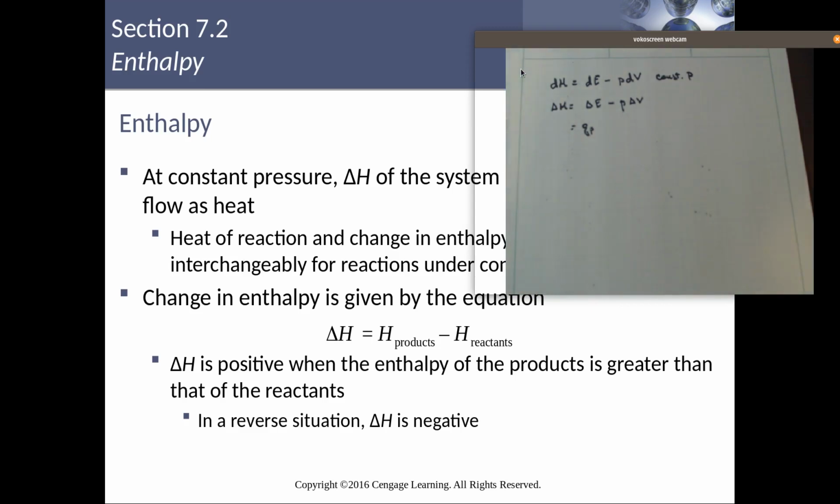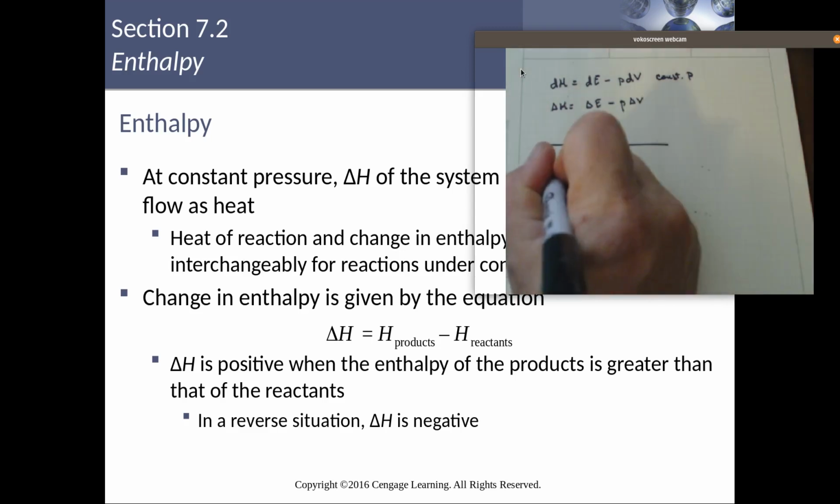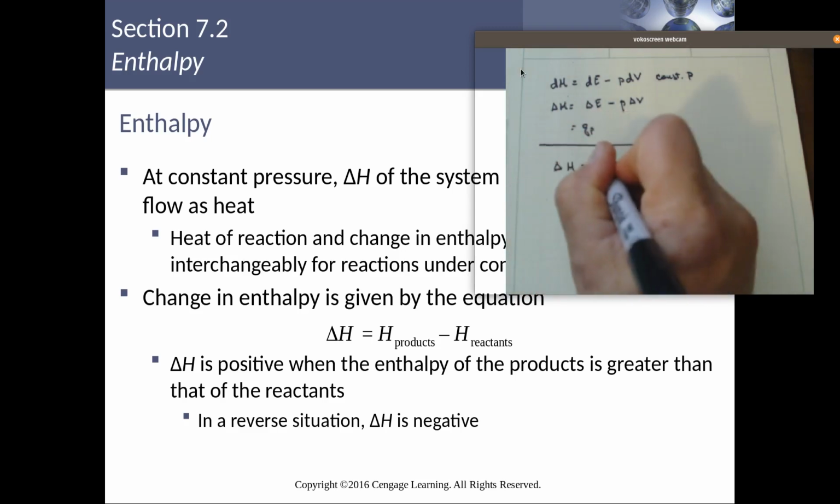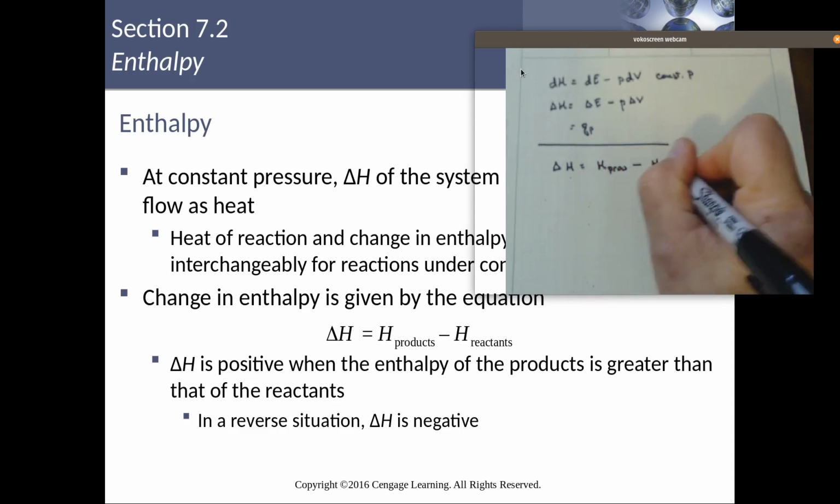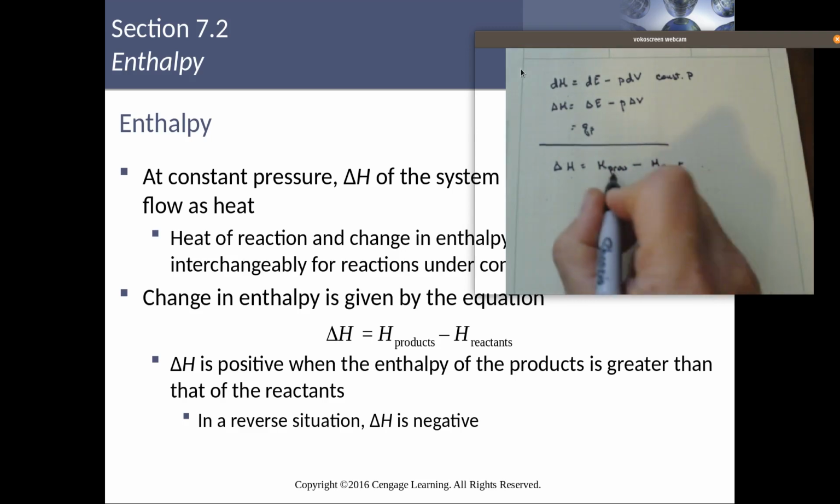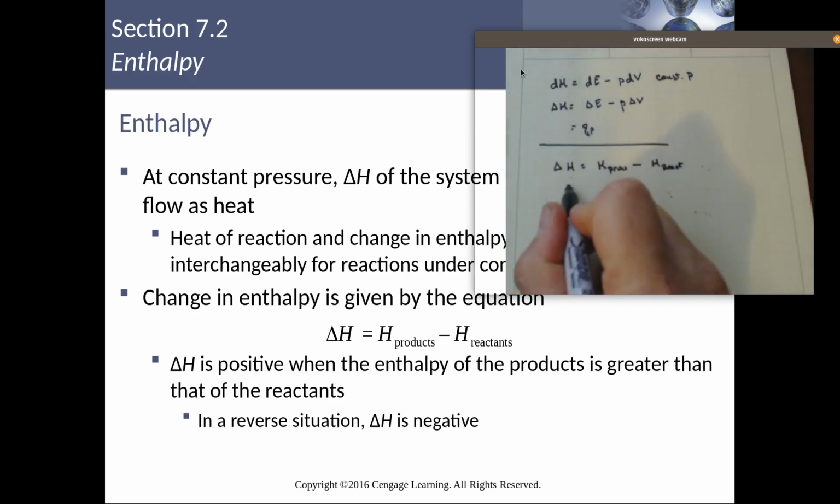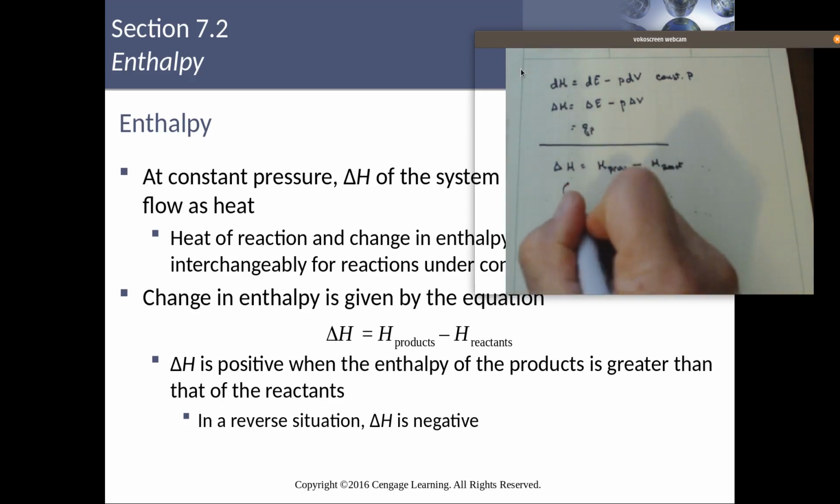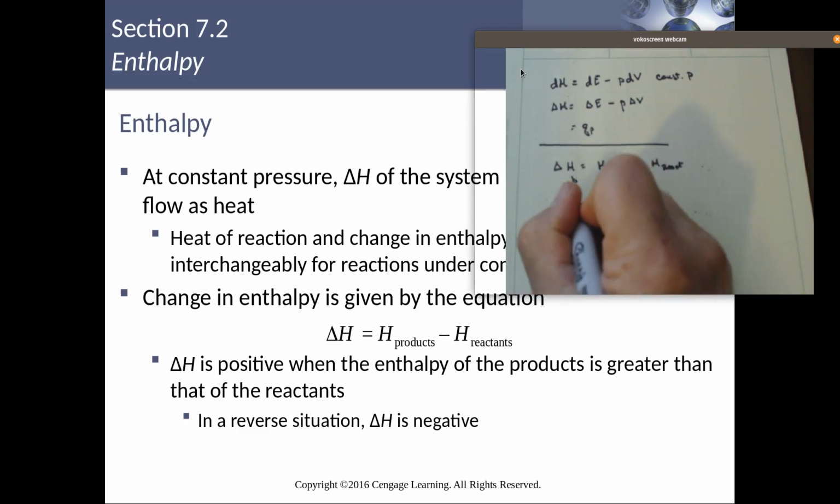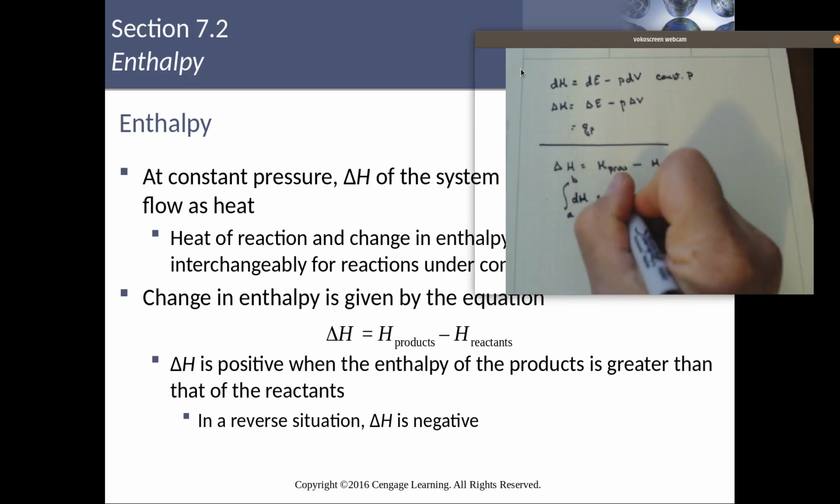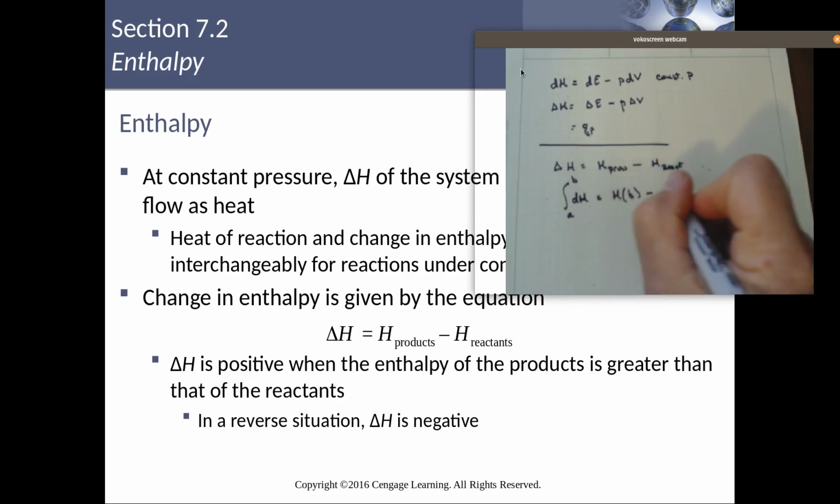And again, if I have a chemical reaction, I can see that the delta H is the enthalpy of the products minus the enthalpy of the reactants. Final minus initial, always. And that's because I can write that going from thermodynamic state A to thermodynamic state B, dH is simply final minus initial.